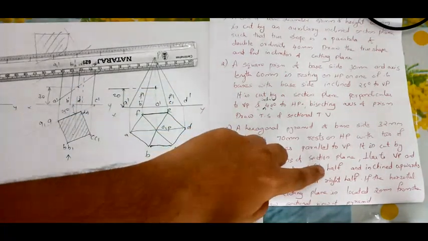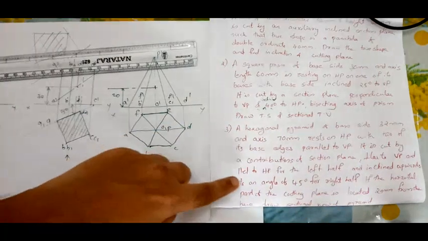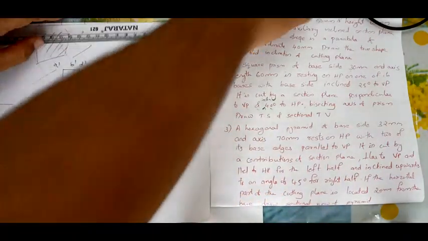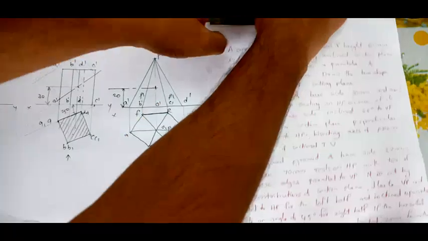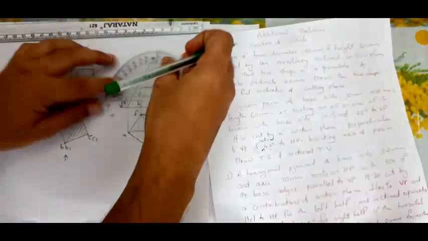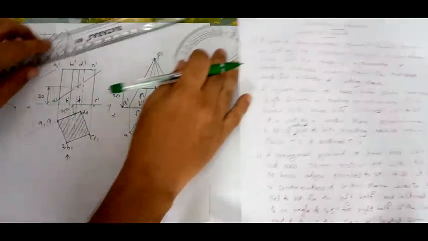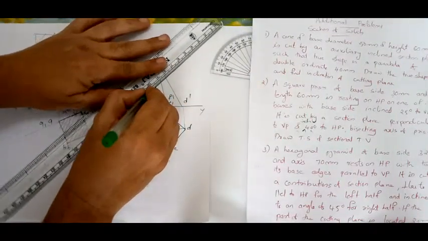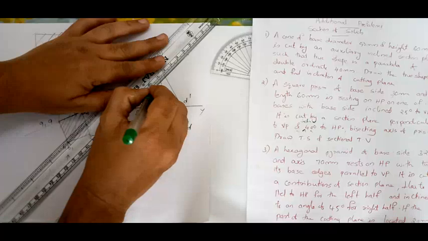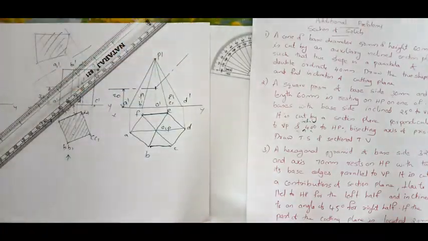Now left half. After that inclined upwards to an angle 45 degrees. So they have turned inclined upwards, right? So take your protractor, place it here, measure 45 degree, and see why it should be upwards, right? So this will be the section plane. So it is having two section planes.